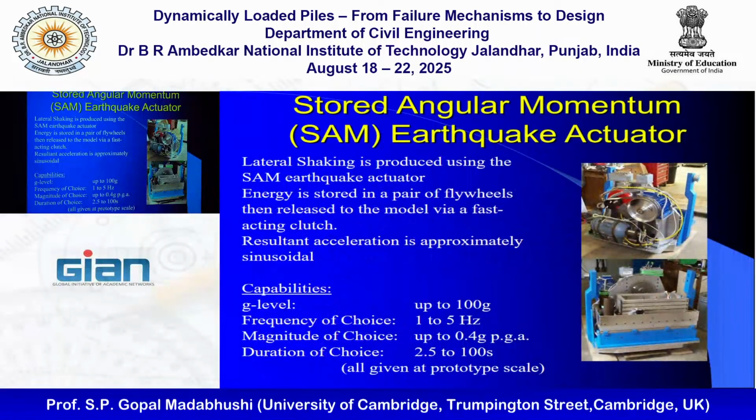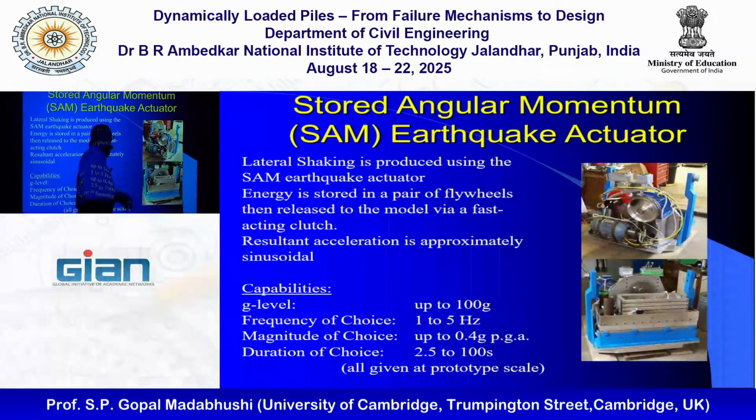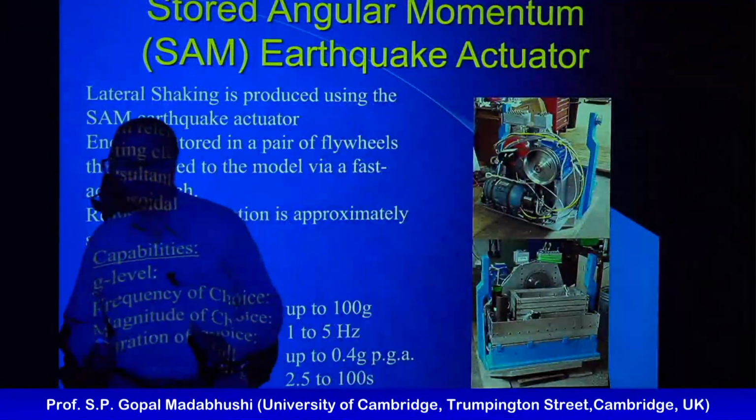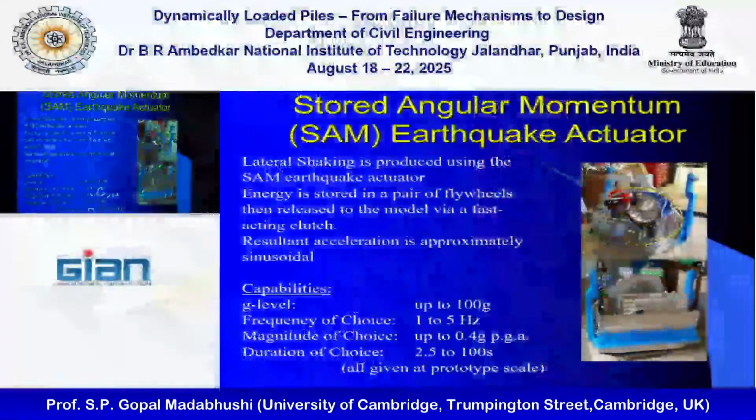So the first one I built is the stored angular momentum actuator, what we call SAM actuator, and it is very simple. The whole device we built in Cambridge cost us less than 20,000 pounds, if you don't count my salary. So it's very easy. All it has is a cheap Italian motor, about 2 kilowatt, and it basically drives flywheels like in your car, and you store the energy in the flywheels, the energy I want for the earthquake.